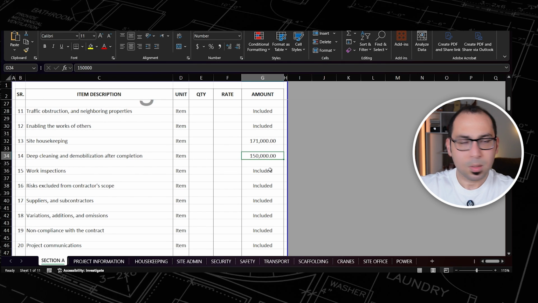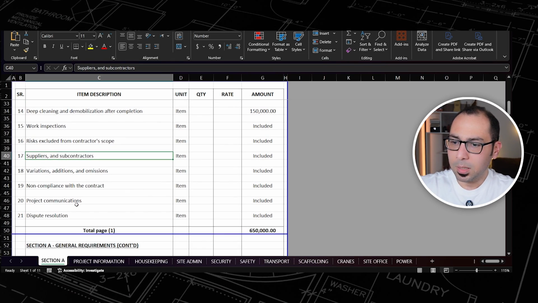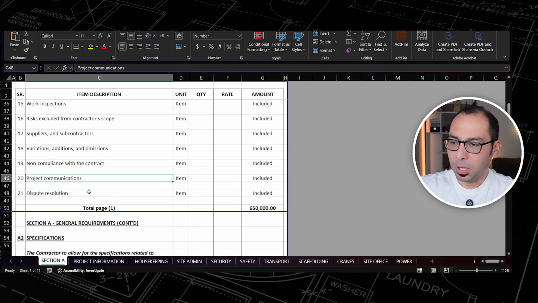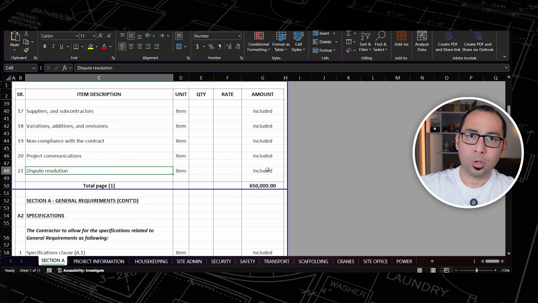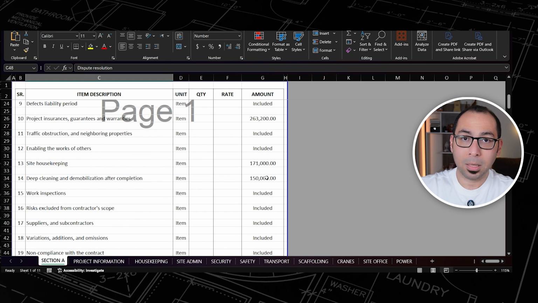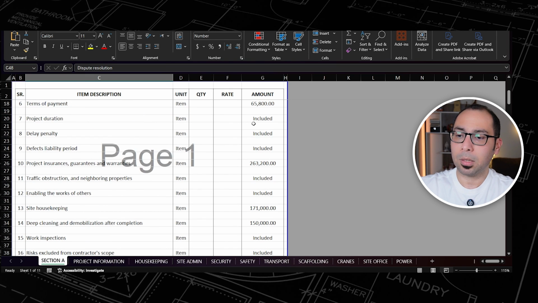Then work inspections included, risk excluded from contractor's scope included, suppliers and subcontractor. All these conditions, they don't have cost impact for me. Variations, additions and omissions, non-compliance with the contract, project communications, and dispute resolution. So all of these things are included for me, but the items that will really have a cost impact, we put the cost here in this subsection.